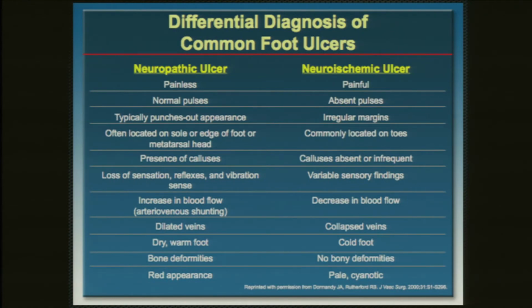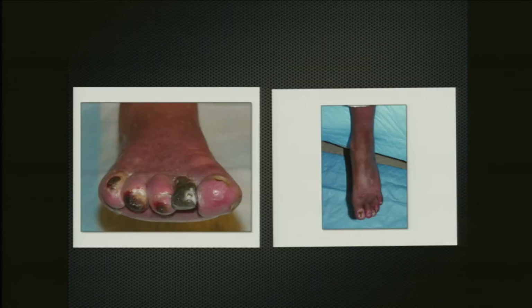What are the differential diagnoses of foot ulcers? If there's a normal pulse, it's usually neurological. If there's no pulse, obviously it's ischemic. Ischemic ulcers are also very painful. Neurological ulcers are usually painless. This is a classic example of critical limb ischemia where you have ischemia of the toe and the foot.